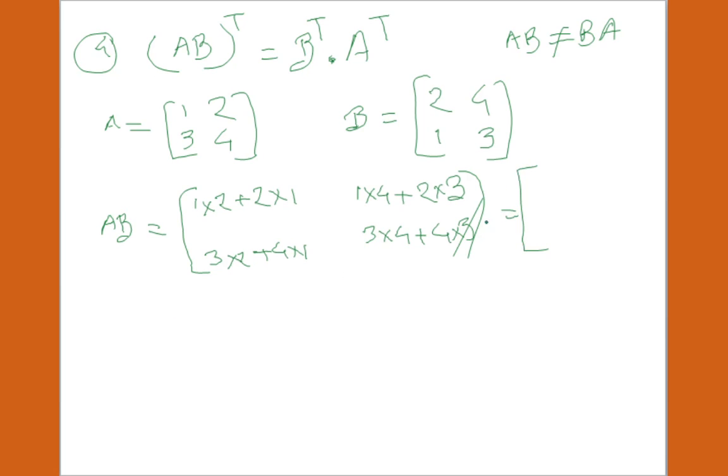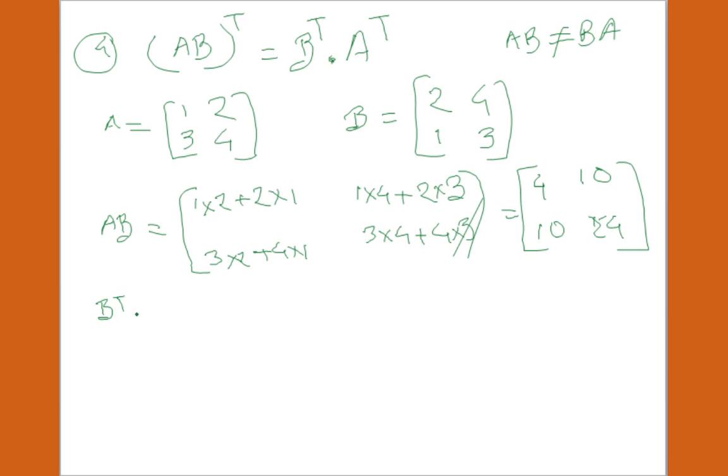Okay. So 2 plus 2, 4. 6 plus 4, 10. 3 into 2, 6, plus 4, 10. Next 3 into 4, 4 into 3, 12 plus 12, 24. Okay. Next B transpose into A transpose.